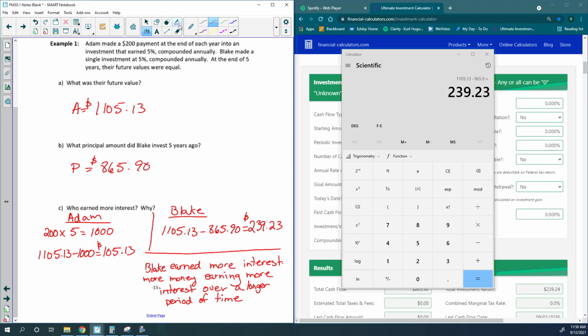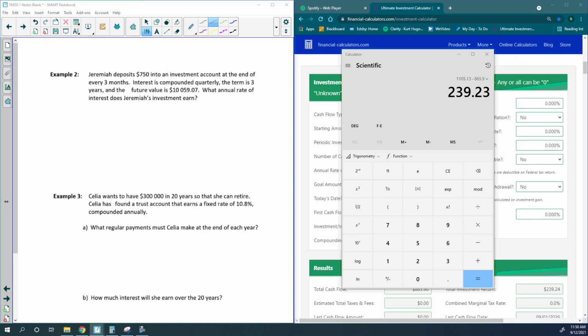Okay, that finishes example 1, so let's move on to example 2. So for this example, we have Jeremiah deposits $750 in an investment account at the end of every 3 months. Interest is compounded quarterly, the term is 3 years, and the future value is $10,059.07. What annual rate of interest does Jeremiah's investment earn?